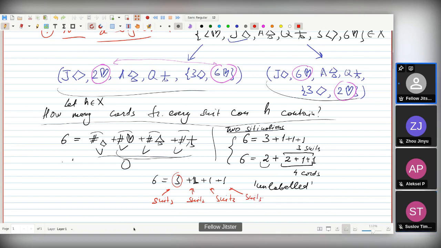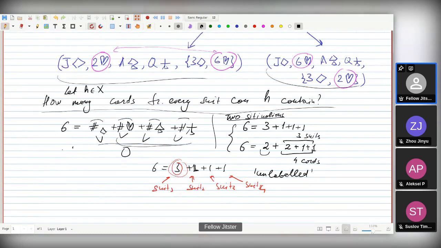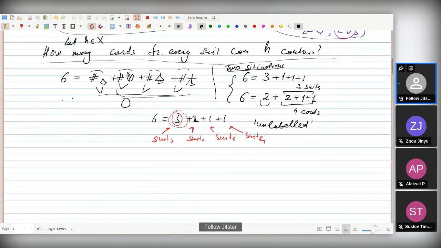That means that there is some choice of these suits. For example, we can take three hearts and one card in each of the remaining suits. Or we can have three diamonds and one card in each of the remaining suits. Is this idea clear? Yeah.